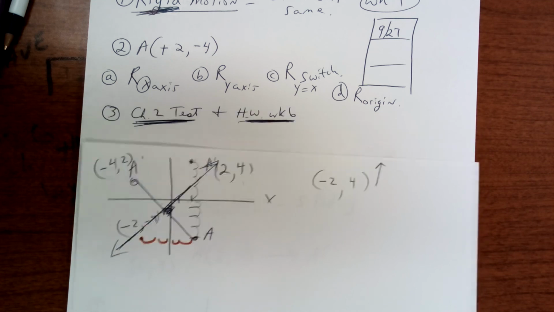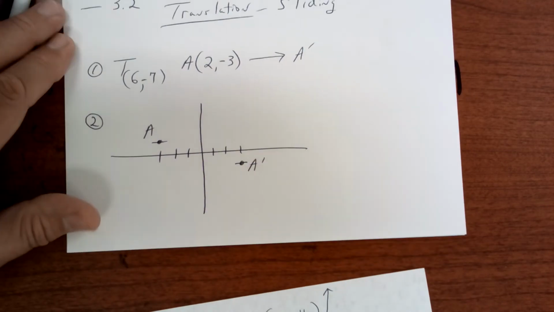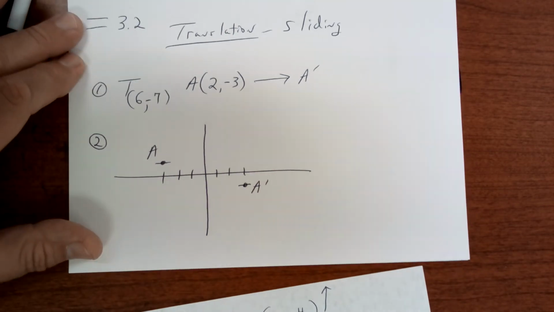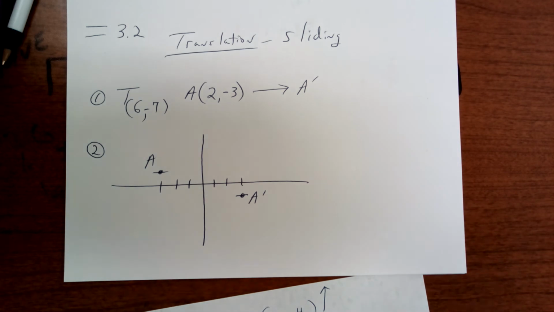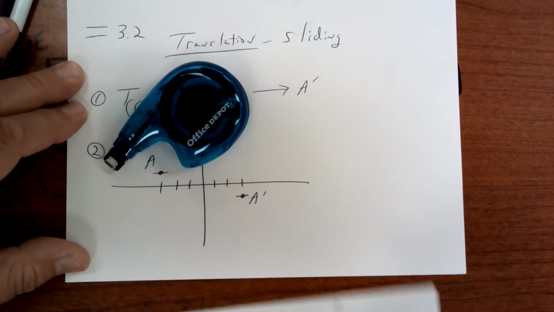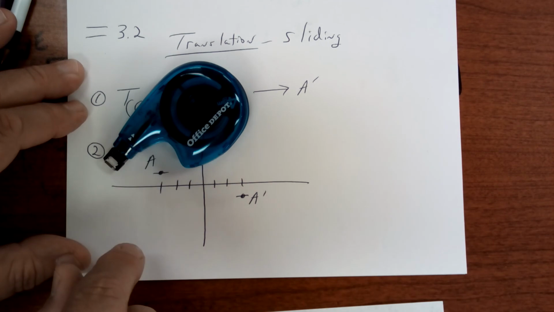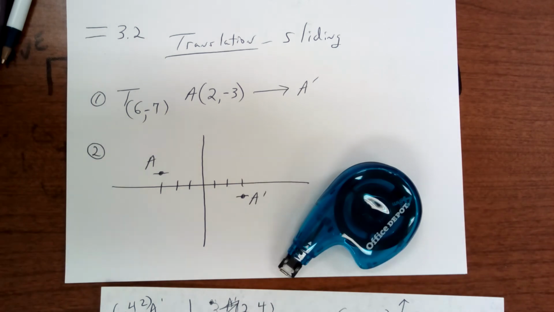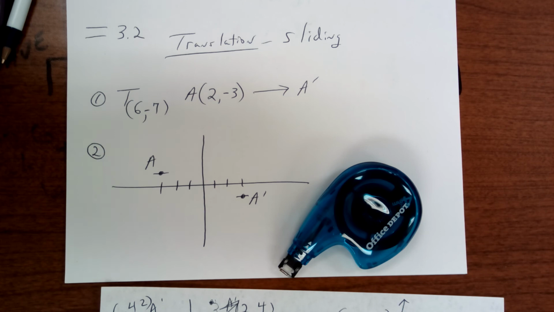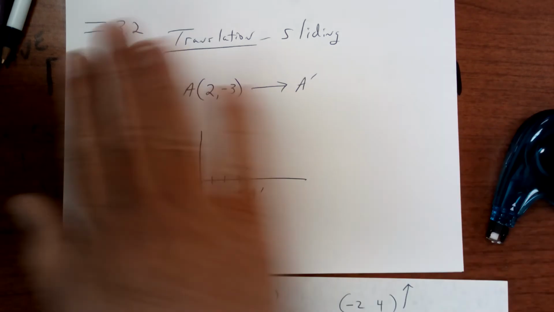Okay, let's talk about today's work. Put away your bell work, copy down everything you see here. A translation is a sliding motion. So if I take this and I slide it, this is rigid because it's not going to change. If I slide it over here and then slide it down, that's a translation. It's not a reflection. A reflection is a flip.